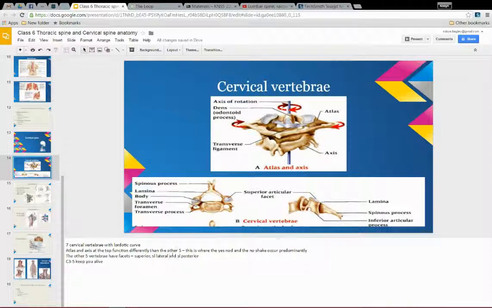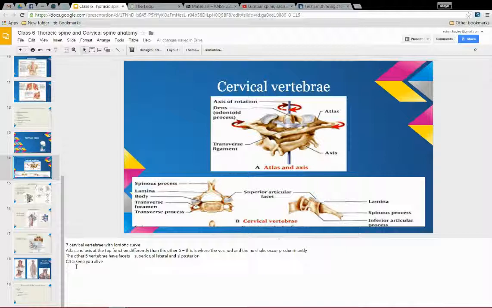The other 5 vertebrae, the facets, so these are the facet joints for the cervical vertebrae, they face superior, slightly laterally, and slightly posterior. So again, they're in a little bit different placement. And then the other thing to remember is C3 through 5 keep you alive.